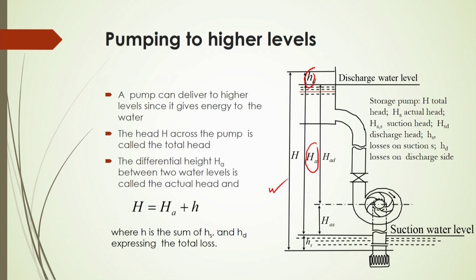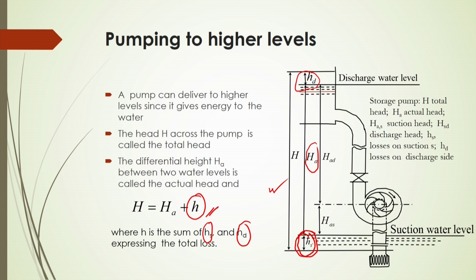So this small h is nothing but the sum of H_S and H_D. What is this H_S? This is your H_S and this is your H_D, the suction water head loss and the discharge water head loss. This small h will be equal to the summation of these two head losses. So, the total head H will be equal to H_A plus H_D plus H_S.